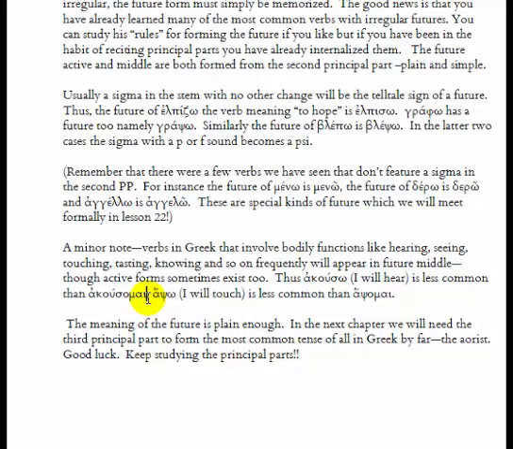So seeing and hearing, tasting, geuomai, we haven't had that yet. Geusomai, but that's another one that exhibits that same feature where you see the future showing up in the middle. That's just a little quirk in the language, no big deal, but just be on the lookout for it.